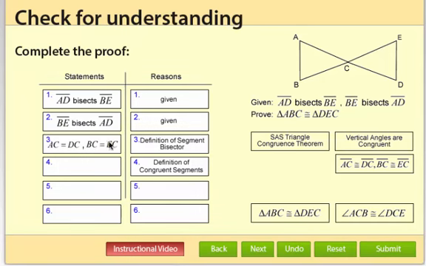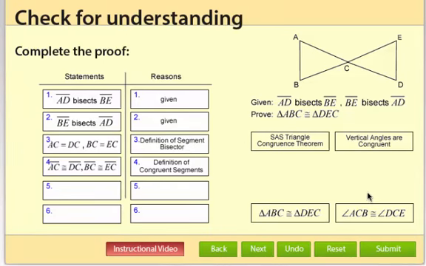Now the next statement, what can we conclude given that these segments have the same measure? Well, we can conclude that they are congruent. So there's the next statement, segment AC congruent to segment DC, and segment BC congruent to segment EC. And the reason why is the definition of congruent segments. And the reason why we're proving these segments are congruent is we're trying to prove that the triangles are congruent. So we're getting some corresponding congruent parts here.